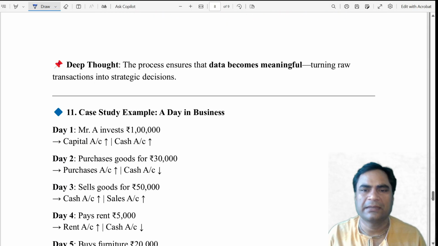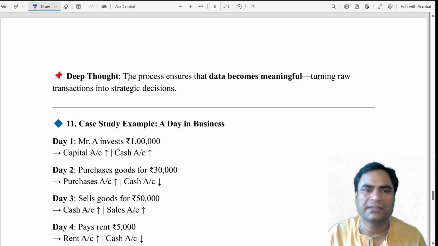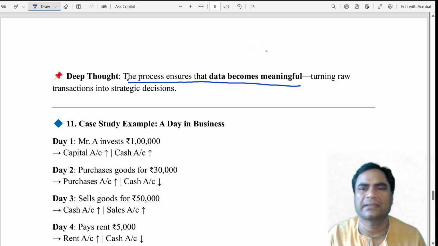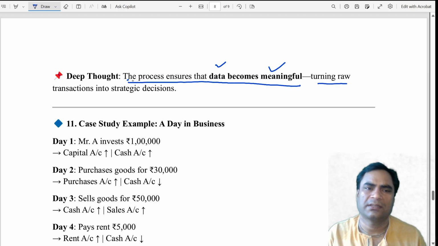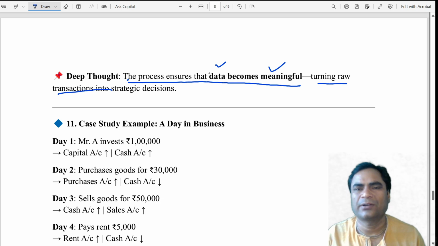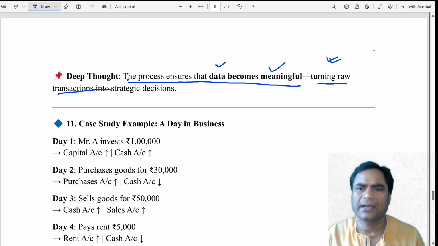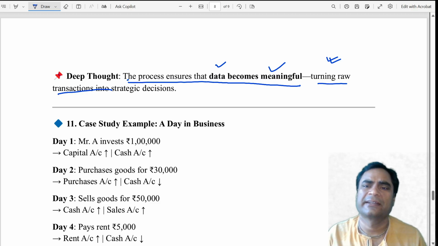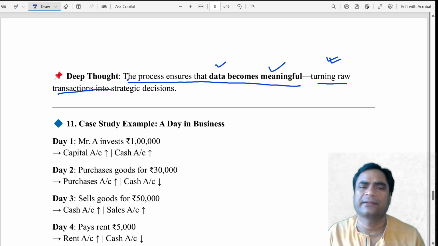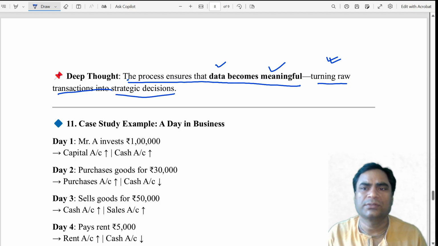होप आपको ये बातें समझ में आई होंगी। इसके बाद में हम फाइनली इसे कंक्लूड करते हैं, द प्रोसेस इंश्योर्स दैट डेटा बिकम्स मीनिंगफुल। ये जो अकाउंटिंग साइकिल हमने पूरा किया है, इस पूरी प्रोसेस का एक ही पर्पज़ होता है कि डेटा मीनिंगफुल बना रहे, टर्निंग रॉ ट्रांजैक्शंस इनटू स्ट्रेटेजिक डिसीजंस। बेसिकली व्हाट द मीनिंग ऑफ द लाइन इज, हमारे पास जो बिजनेस ट्रांजैक्शंस की सूचना होती है उसको हम जर्नलाइजिंग, लेजर पोस्टिंग, ट्रायल बैलेंस प्रिपरेशन, फाइनेंशियल स्टेटमेंट्स, and after the analysis of the financial statements and their interpretation, ultimately the reports which are being provided by the accountant to the managers, they become the basis of strategic decision making. So this is called turning raw transactions into strategic decisions.